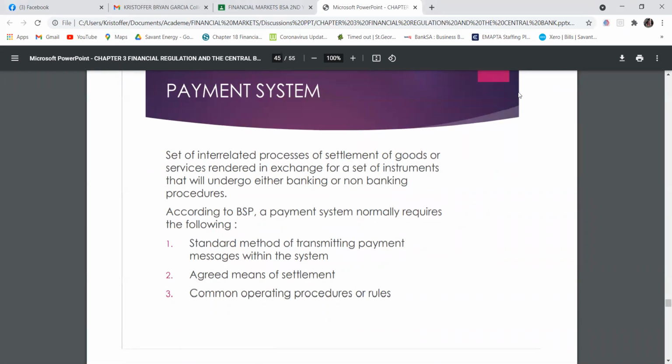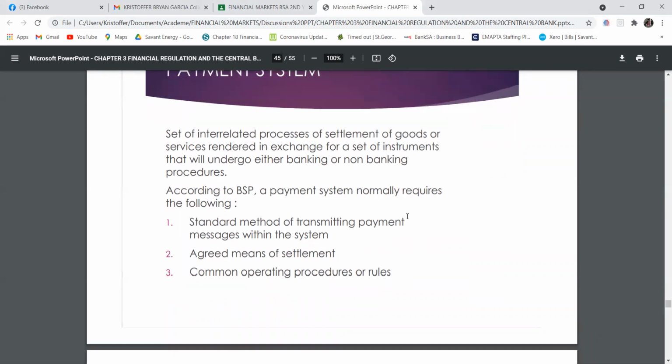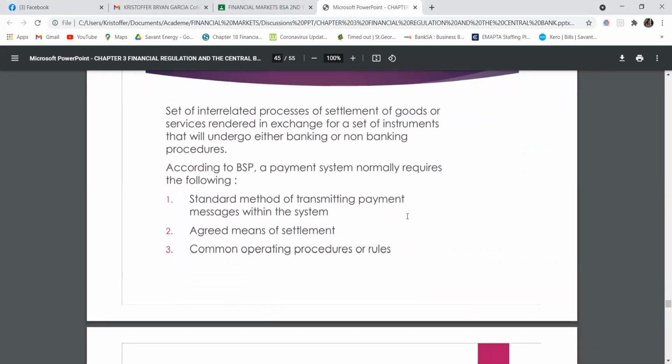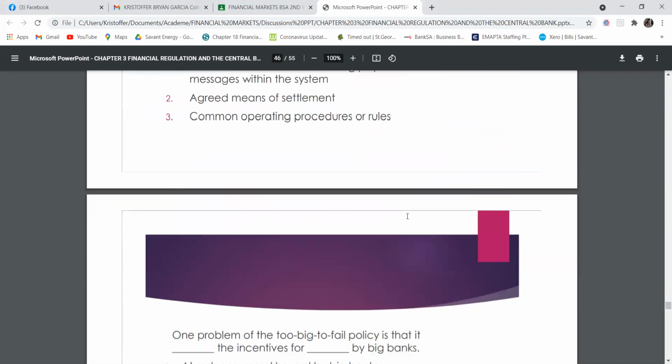Sir, Go, pakibasa. Payment system: set of interrelated processes of settlement of goods or services rendered in exchange for a set of instruments that will undergo either banking or non-banking procedures. According to BSP, a payment system normally requires the following. 1. Standard method of transmitting payment messages within the system. 2. Agreed means of settlement. 3. Common operating procedures or rules.